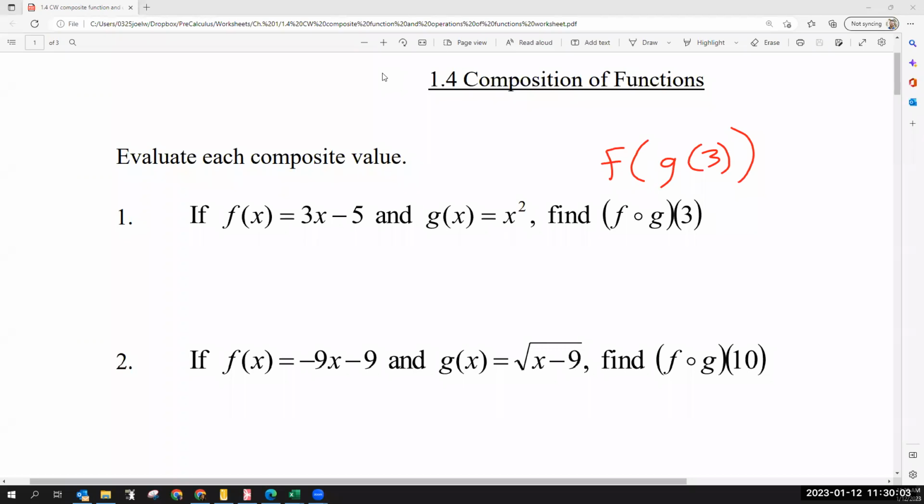Regardless of which notation I'm using, the first one listed is my outside function. So we're going to start with the outside. Which one's the first one listed? F. So f is the first one listed. There's my outside function. I'm going to rewrite my outside function, but every time I see the variable, I'm going to replace the variable with parentheses. Nothing else, just the variable. So if I replace the variable, oh, there's a variable, so parentheses minus 5.